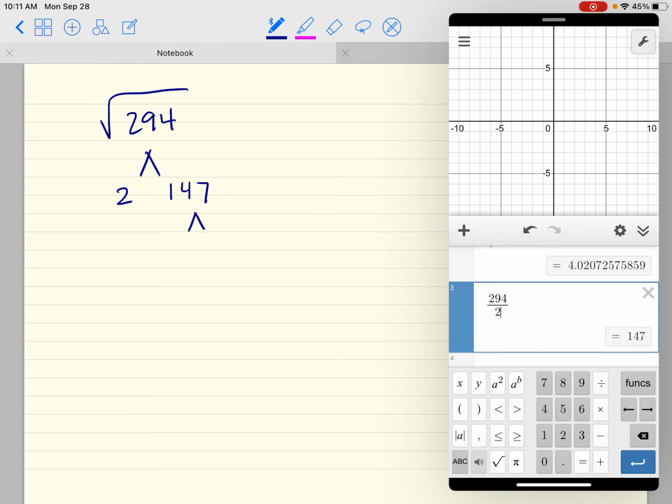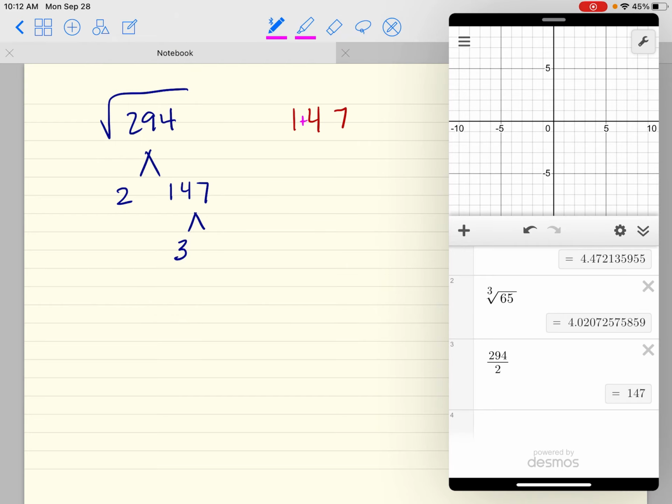Now 147 is not even, so I know 2 is not going to go in. But 3 is going to go in, and how can I tell by looking at it? You guys know the divisibility rule for 3? Like maybe you know it's even, so 2 goes in. Or maybe you know it ends in a 0 or a 5, so 5 goes in. Or ends in a 0, so 10 goes in. Do you know the rule for 3? If you look at the sum of the digits, so 147, if you added those digits, the 1 plus the 4 plus the 7, you get 12.